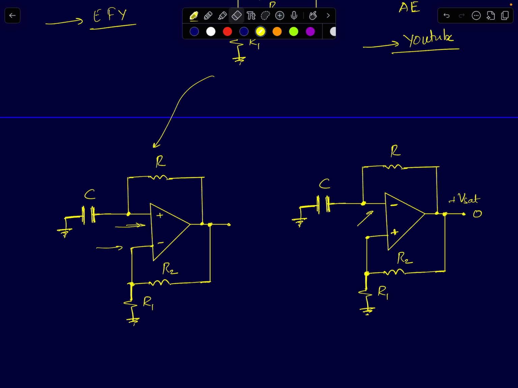So anytime you are given a circuit, the first thing you need to do is to see if this circuit has any steady state behavior. Whether it's an oscillator or not, I'll come to that in a few moments. How do you analyze that?